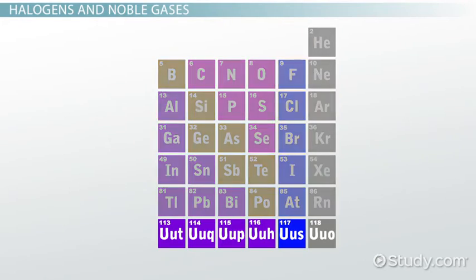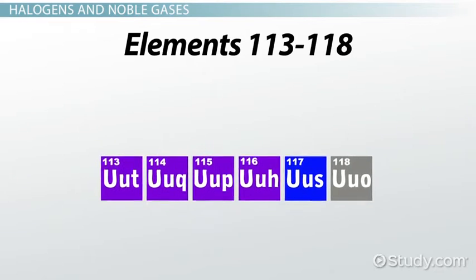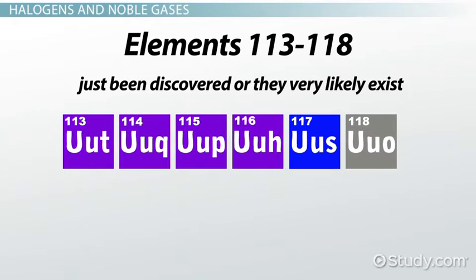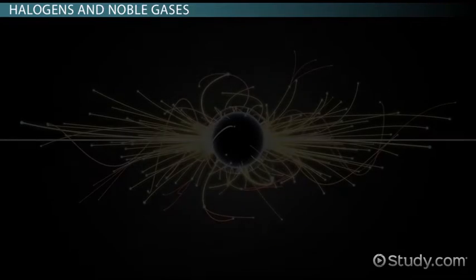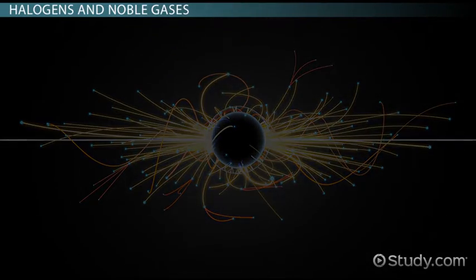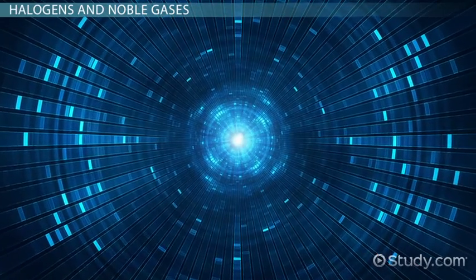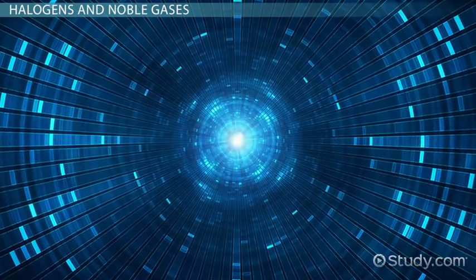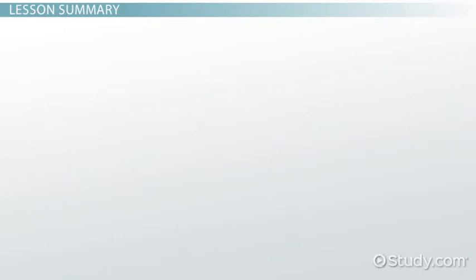Now let's talk about some new discoveries. Elements 113 to 118 may have either just been discovered or they very likely exist. These elements have all been created in laboratories using particle accelerators. For the most part, they are such unstable elements that they only exist for a few seconds or even less time before they decay. It is assumed that their properties would be similar to other p-block elements.